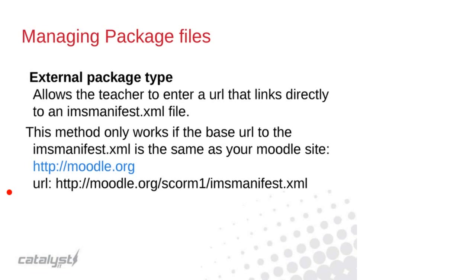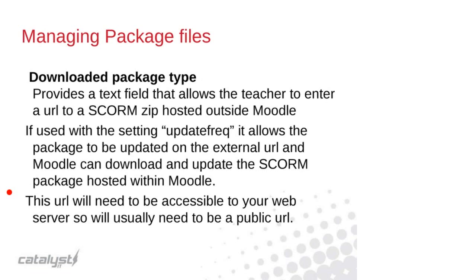The next option is the downloaded package type. This is where you link to a URL that has a zipped SCORM package. This doesn't have to be on the same URL because Moodle downloads the file, stores it locally, extracts it, and then loads it from Moodle itself. So you get around that JavaScript issue. But the URL does need to be accessible to your web server. So if you've got it hidden on an intranet somewhere or an internal server, as long as your web server can access that URL, then it looks okay. If I haven't explained that right, ask some questions in the chat and I can clarify further.